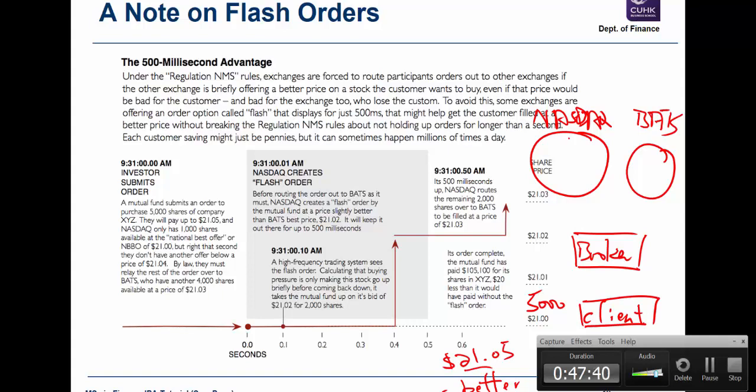Now, right now, what's happening is in NASDAQ, there are 1,000 shares available at a price of 21. That's good, because that actually fits the client's requirement. The problem is they need an extra 4,000 shares. Now, the other exchange actually is showing a different price.